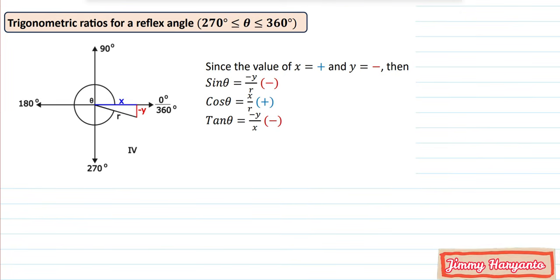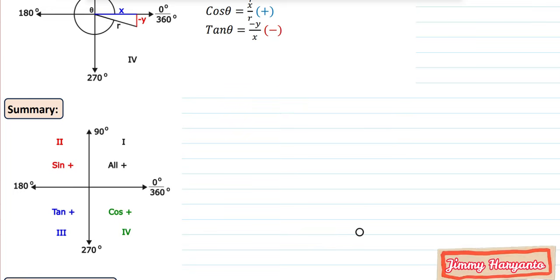And also the same for the reflex angle in the fourth quadrant. In the fourth quadrant, we have x as a positive value and y as a negative value. That means the sine will become negative, cos will become positive, and the tangent will become negative. In summary, we have this.